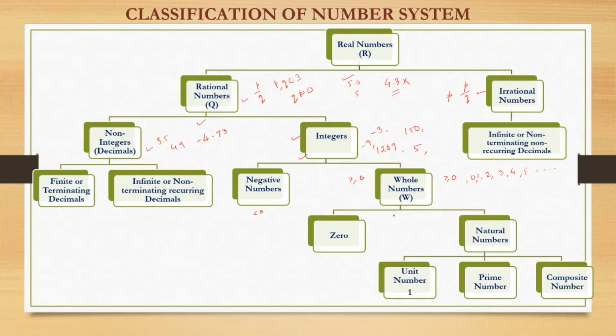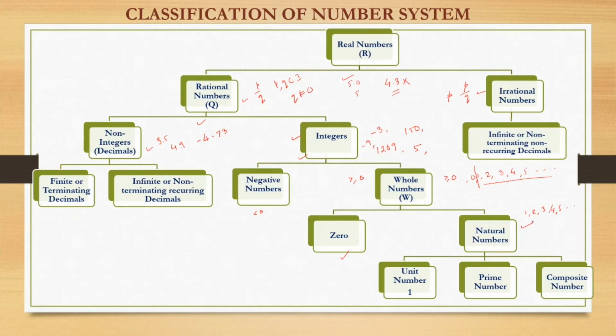Now see, whole number can further be divided into two categories. One is this 0 part and rest is the others. So 0 we can keep separate, and others, I mean 1, 2, 3, 4, 5 are called natural numbers. This we also call commonly as counting numbers: 1, 2, 3, 4, 5, 6, and so on.